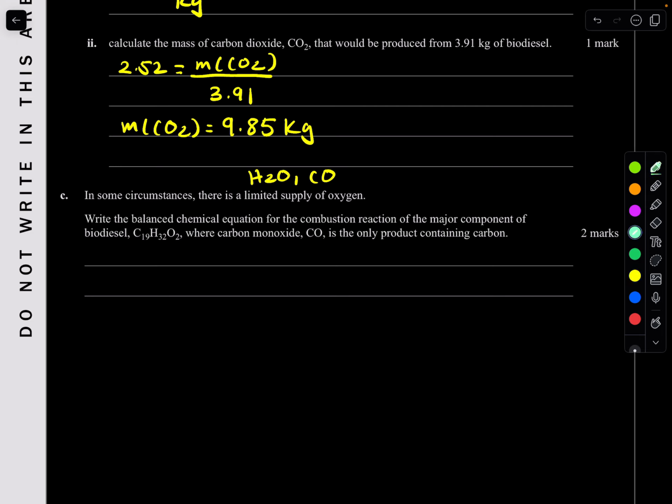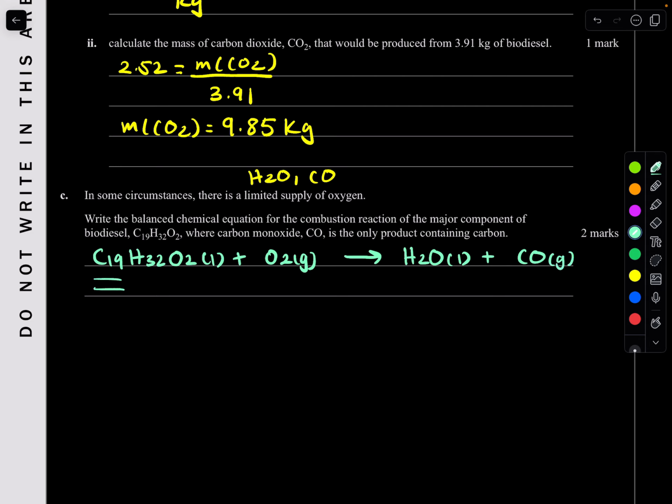Easy. So C19H32O2. For a fact, I know that biodiesel is liquidy, so it's going to be in liquid state, plus oxygen gas, which is in its gaseous state, goes to H2O in its liquid state, plus carbon monoxide. Make sure it's carbon monoxide, and that's going to be in its gaseous state.